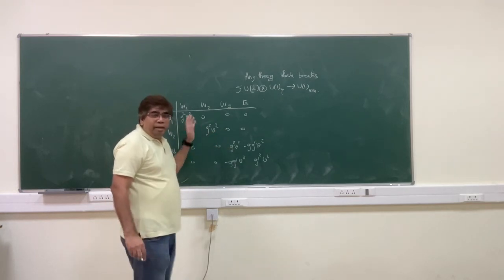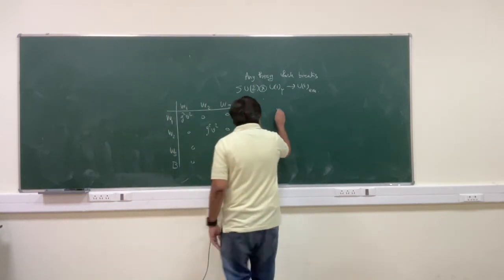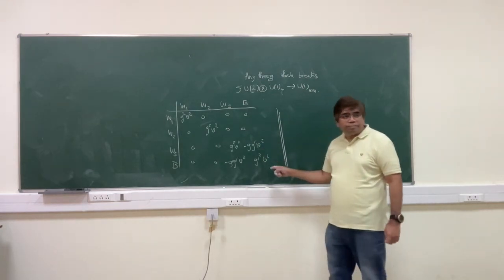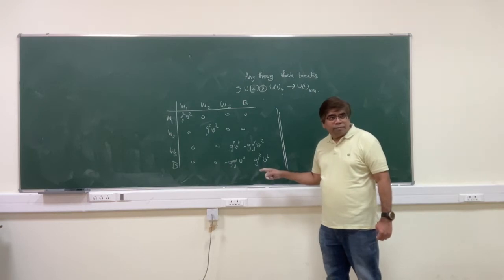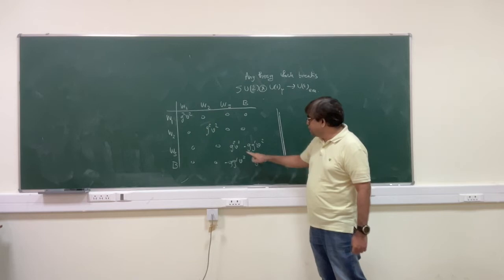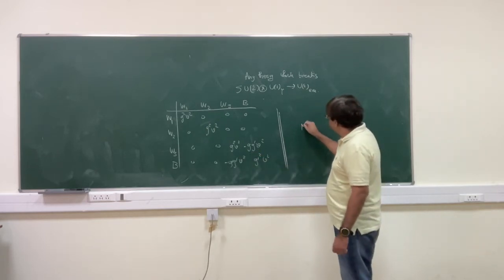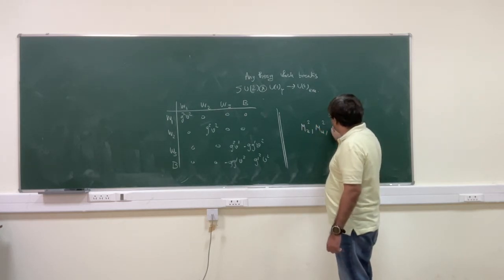First of all, this mass matrix has a determinant of 0. That means one of the eigenvalues is 0. You can see it easily, this determinant is 0, so it has one eigenvalue equal to 0. The other two eigenvalues are mZ squared and mW squared.